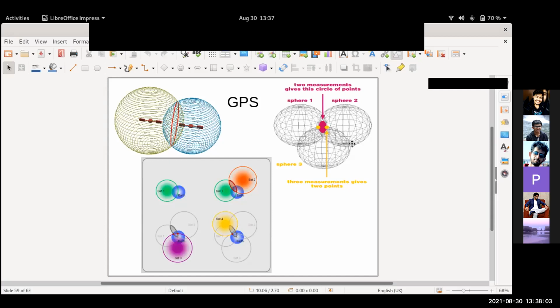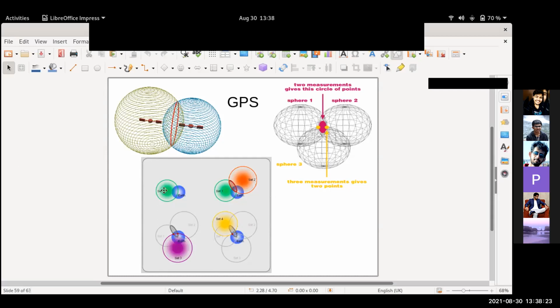However, one of the points can be easily discarded by claiming that one point will be on the surface of the earth, another will not be on the surface of the earth. So if you have four satellite measurements, you can find that out, which is shown on the figure at the bottom. So you can see the images.